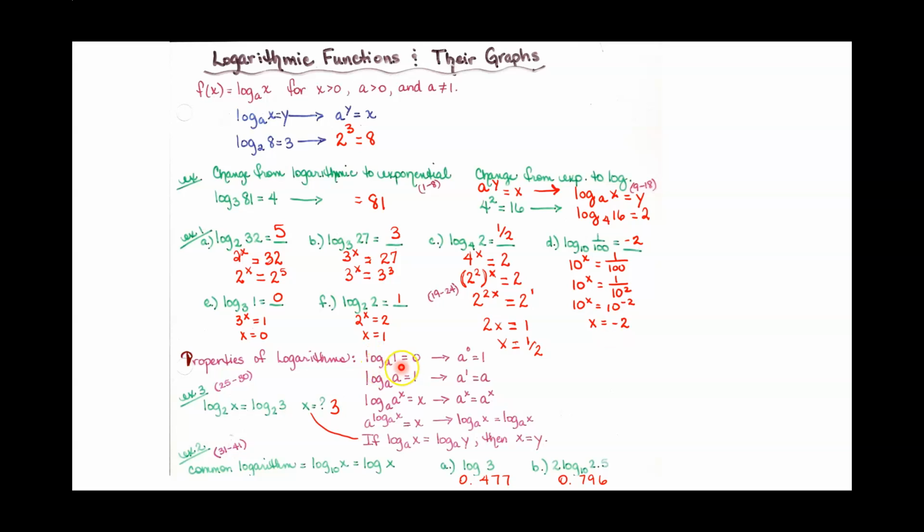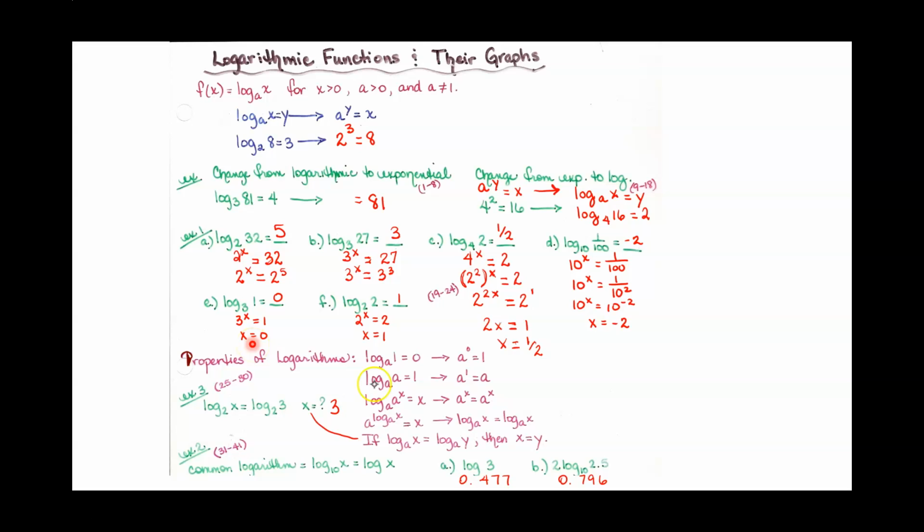If you take the log of 1, that answer is going to be 0. So for this next one, we've got the log base 3 of 1. It doesn't matter what our base is, the log of 1 is always going to be 0. And you can see that here if we switched it to exponential form.